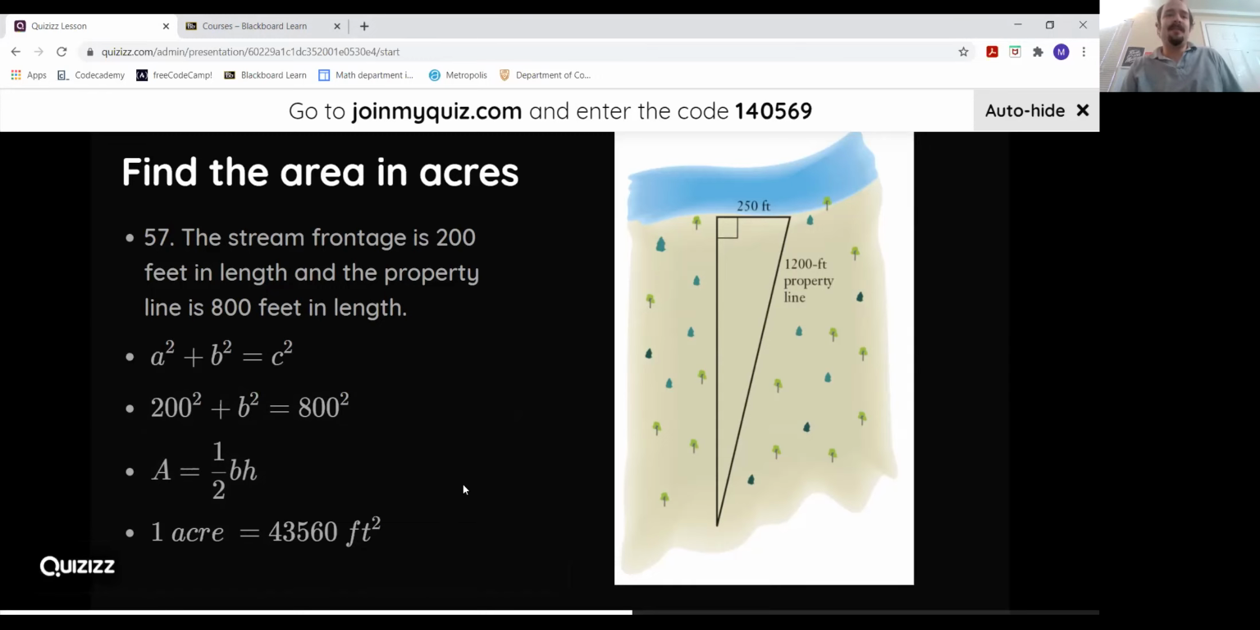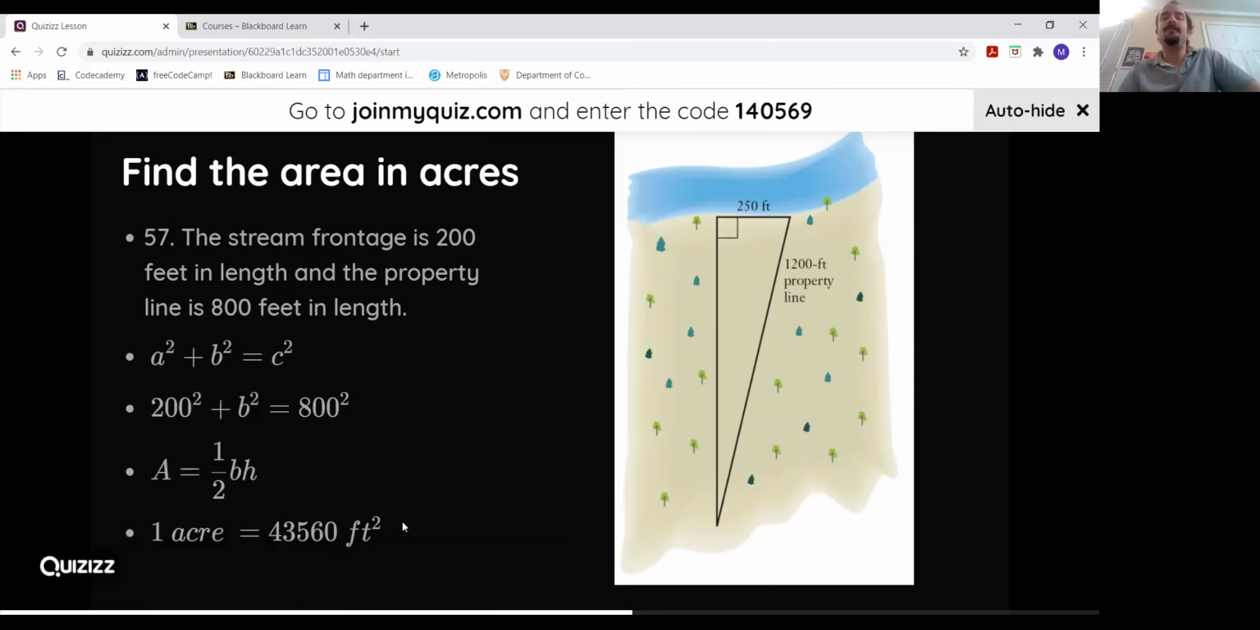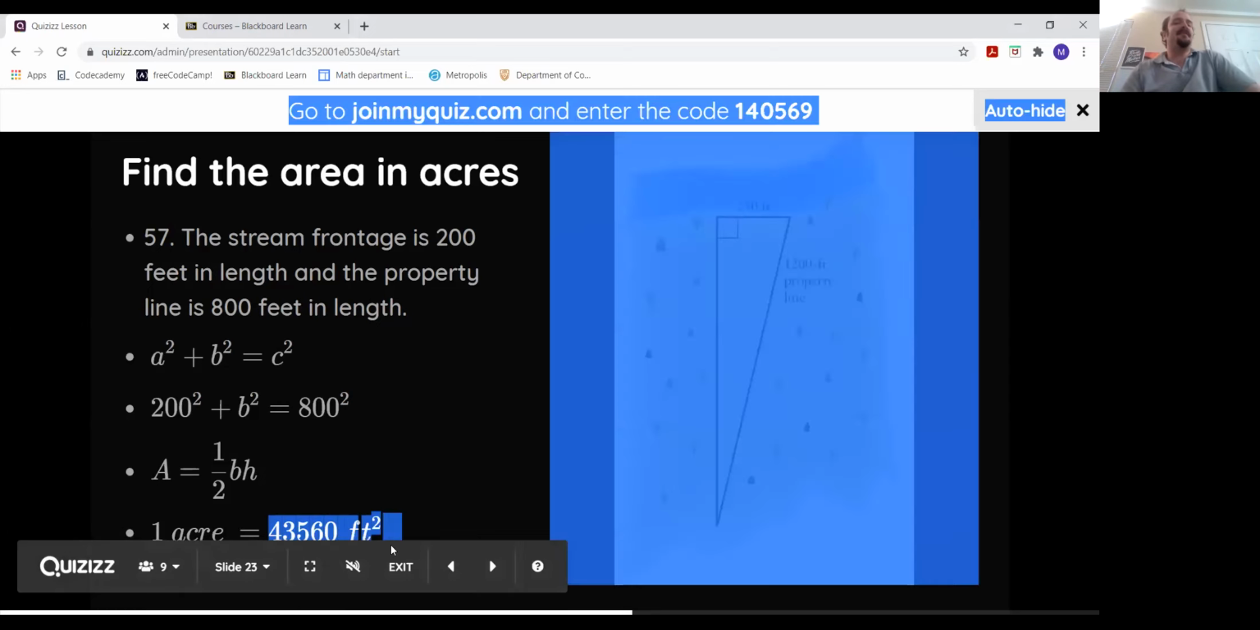And then the last little tidbit of information you might need is 1 acre is 43,560 feet squared. So again, we're going from feet squared to acres. Feet are smaller than acres. So small to big, divide the pig is the way that goes. You ever heard those ones? It's like big to small, multiply all, small to big, divide the pig. So you should be dividing by this number to get to acres.